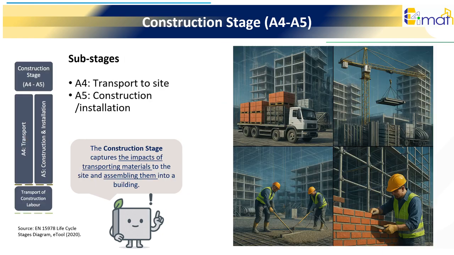The construction stage, modules A4 and A5, begins once materials leave the factory. A4 includes their transport to the construction site; distance, vehicle type, and load efficiency matter here. A5 covers all on-site installation activities, including auxiliary materials, temporary works, waste generation, and energy used during construction. This stage highlights how logistics choices and site practices influence overall environmental performance.